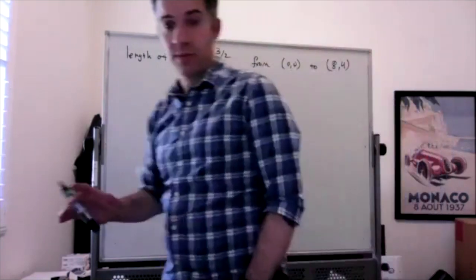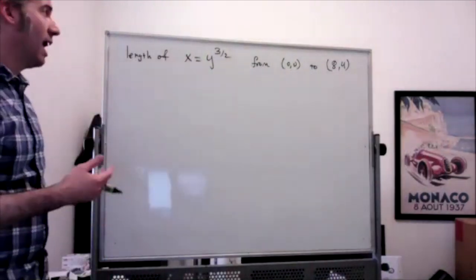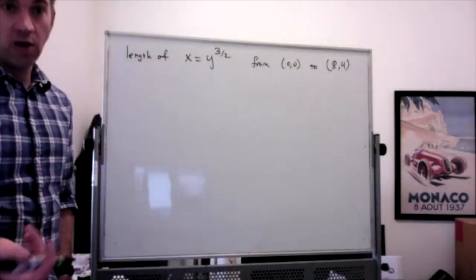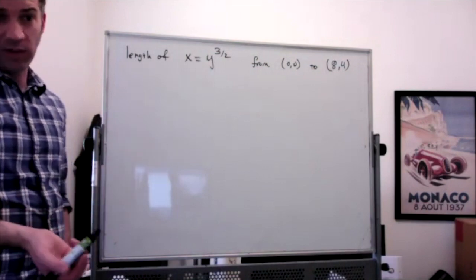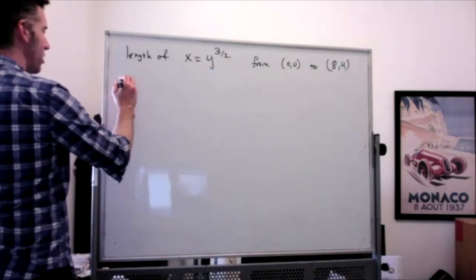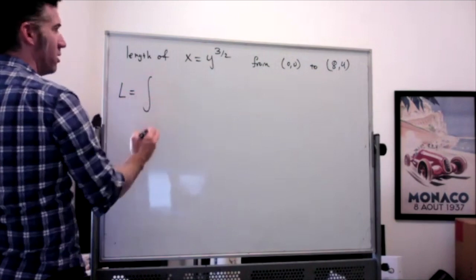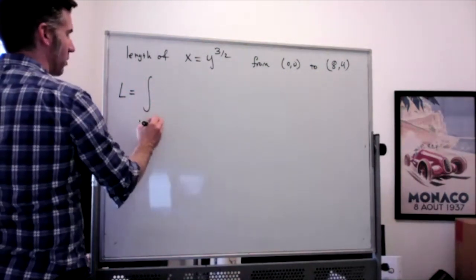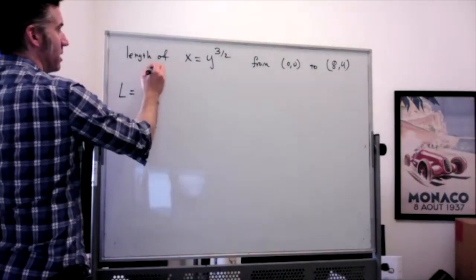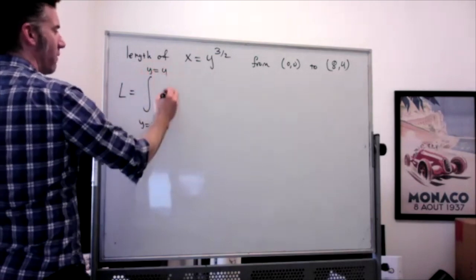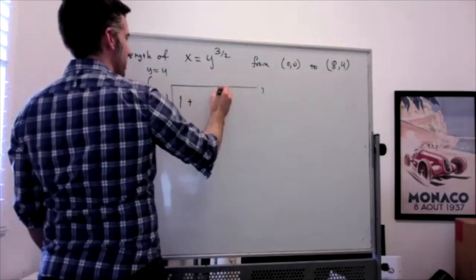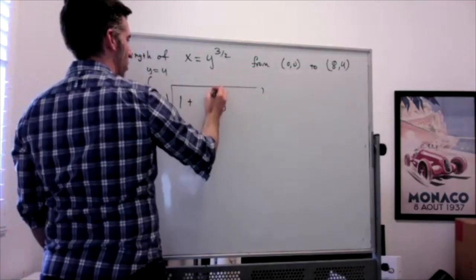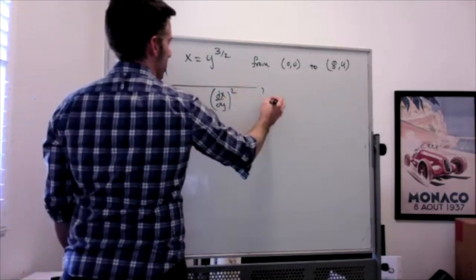Looking at it this way, I have x as a function of y. Could I find y as a function of x? Sure, but they've probably given it to me this way on purpose. So my arc length is going to be the integral from y equals 0 to y equals 4 of the square root of 1 plus (dx/dy) quantity squared dy.